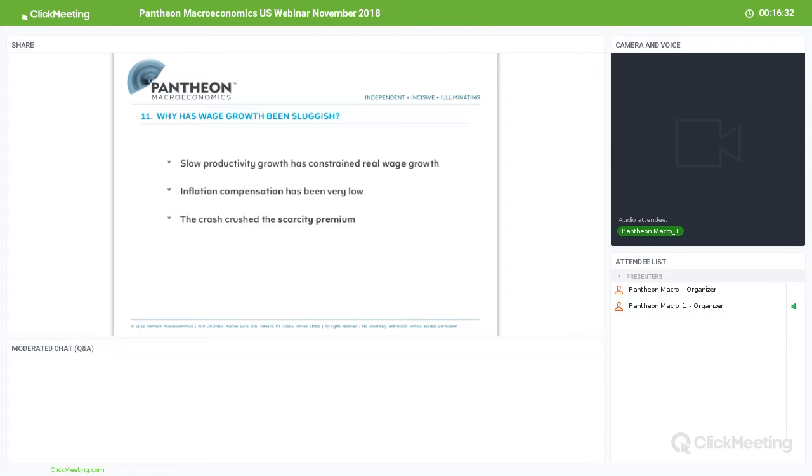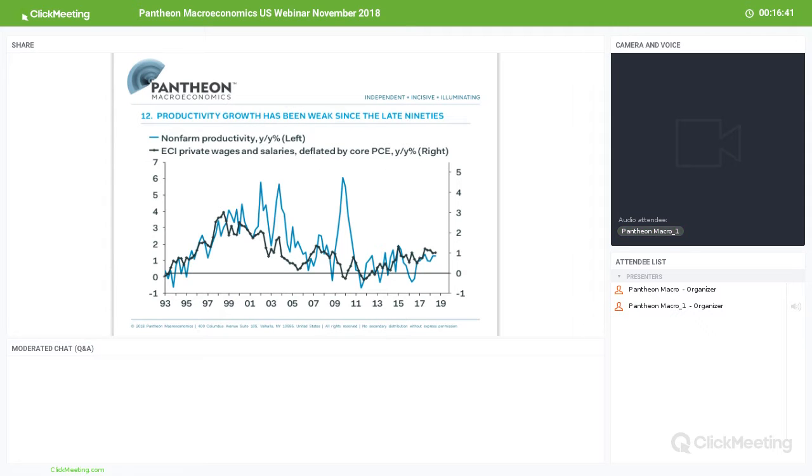So let's have a look at these, because the way you think about these components going forward is going to inform what you might think is going to happen to wage growth and hence future inflation risk, and also how the Fed thinks about these things.